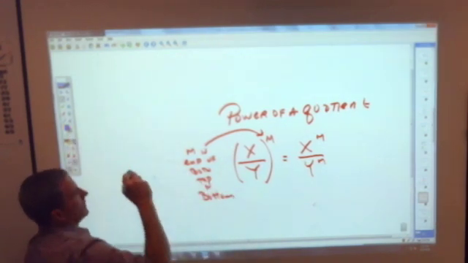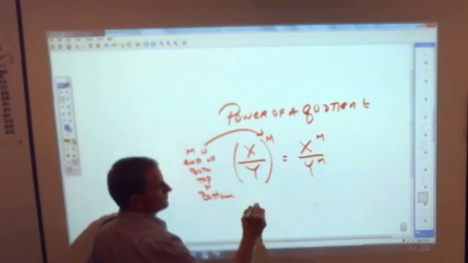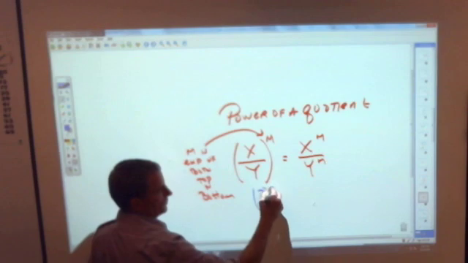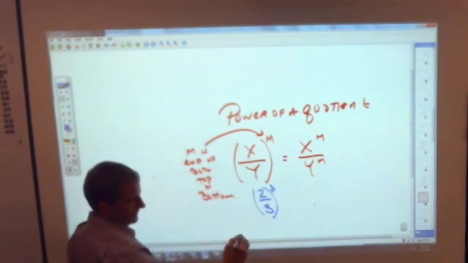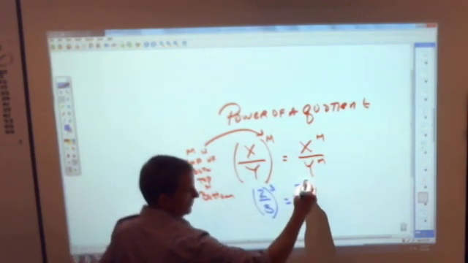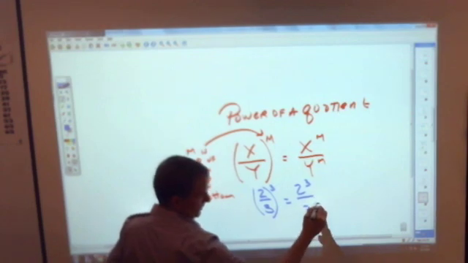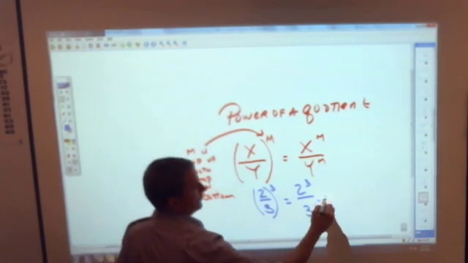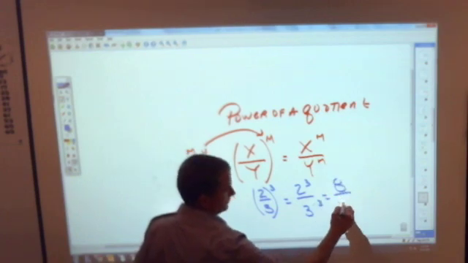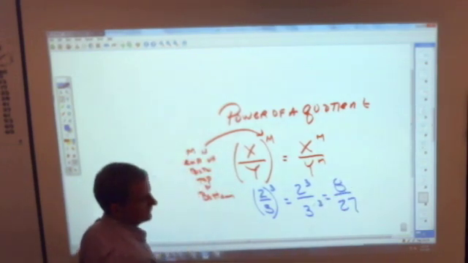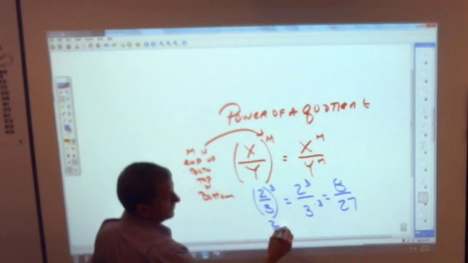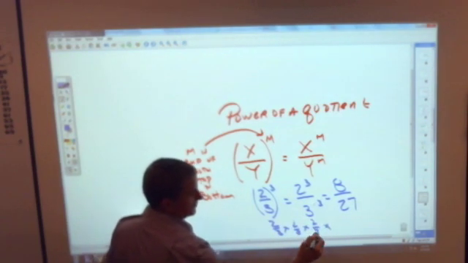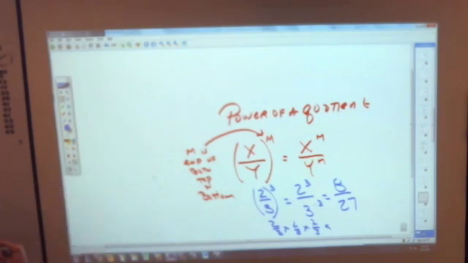Which means, well, if you had 2/3 to the 3rd power, it is the same thing as 2 to the 3rd power over 3 to the 3rd power, which would be 8 over 27. It's also 2/3 times 2/3 times 2/3, but you would still do that same thing.